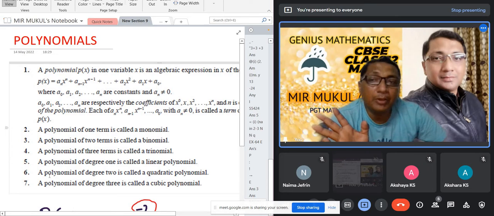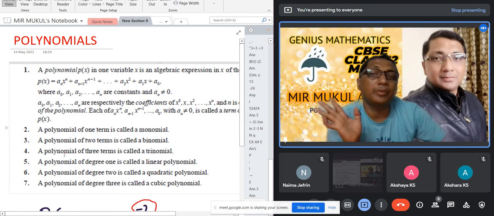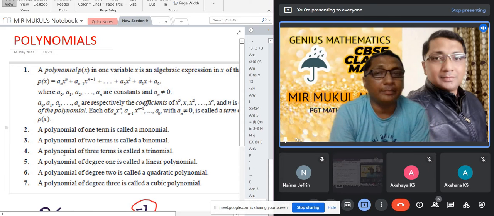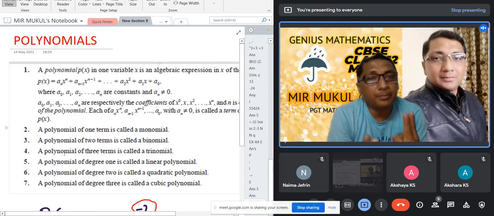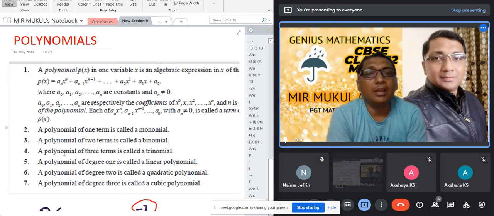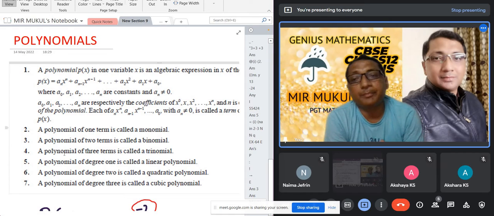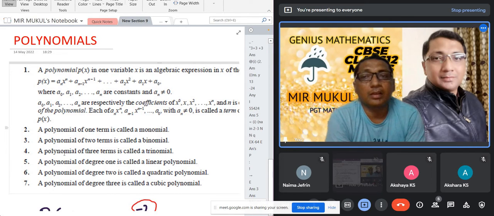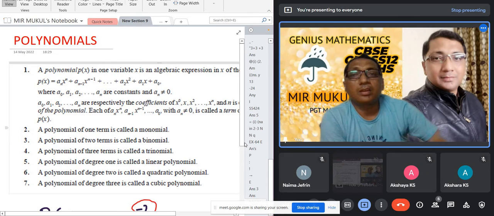And a few definitions, types of polynomial, you have to remember. If only one term, then it is a monomial. If two terms, then binomial. If three terms, then it is a trinomial. If the degree is 1, that means the highest power of the variable is 1, it is a linear polynomial. If the highest power of the variable is 2, then it is a quadratic polynomial. If 3, then it is a cubic polynomial. So I hope you understood.